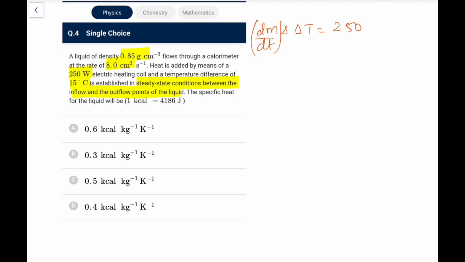Now what is dm by dt? The mass flow rate can be written as density into volumetric flow rate. You know this from fluids. That is 250. Now what we have to calculate is s. So what will I have?